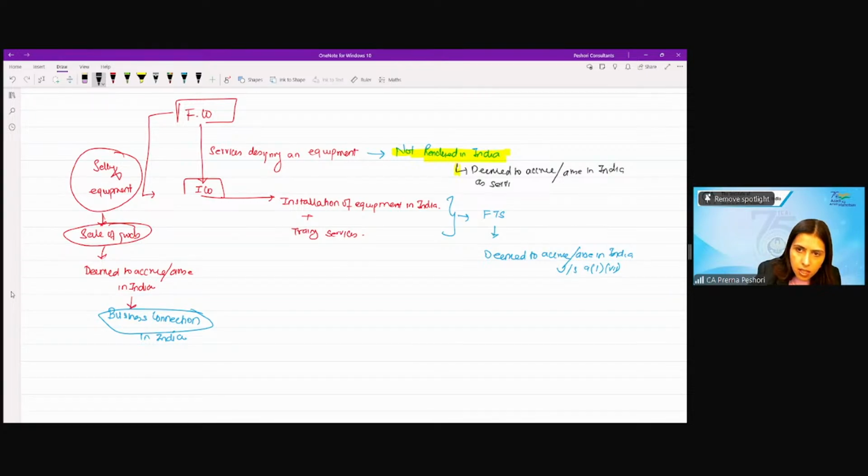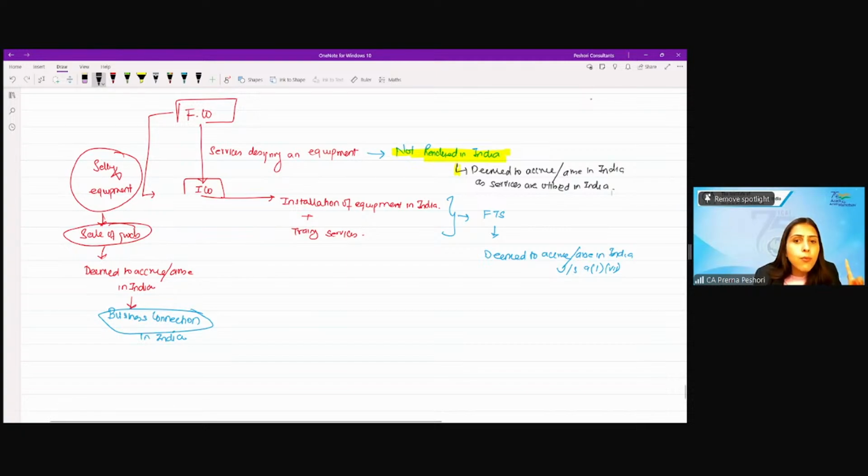Services are utilized in India. Are we clear about this? Yes or no? Now, what will be the tax rate for the royalties and FTS?